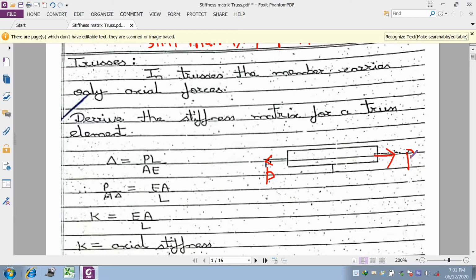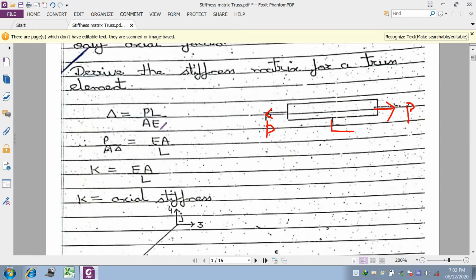When these two forces are pulling this member which has the length L, you will get the deflection delta. As per the standard derivation, delta is equal to PL upon AE. You know this derivation well. While simplifying, we can rewrite it as P by delta is equal to EA by L, and P by delta is nothing but K, and K is defined as the stiffness. We are interested in calculating the value of stiffness. So this is the standard value of K.